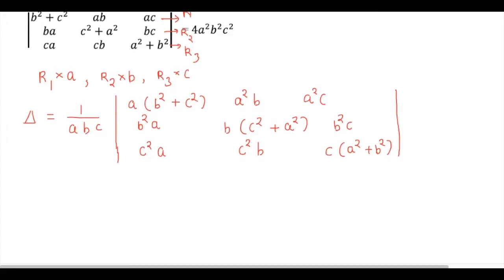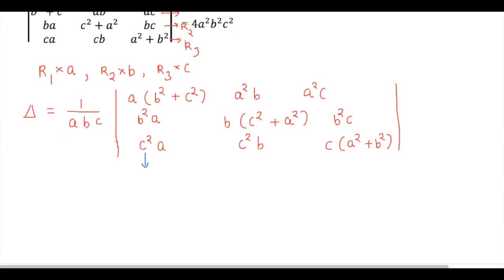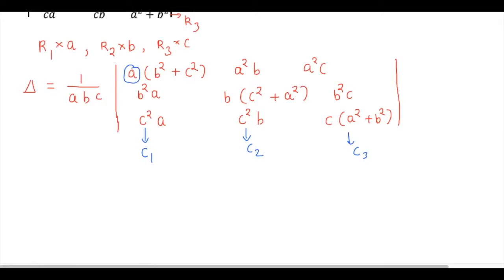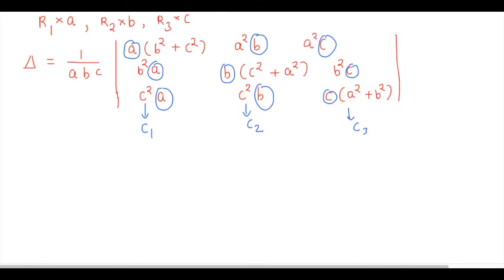After that, we will do something with the columns. This is column 1, this is column 2, and this is column 3. So in column 1, this A is the same, and in column 2, this B is the same, and in column 3, this C is the same. So we can take these A, B and C common.